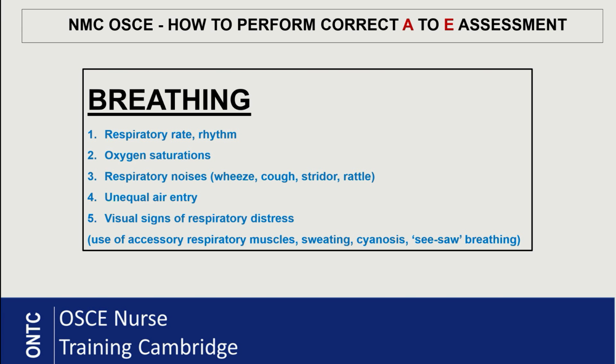Next one is visual signs of respiratory distress. So what are the visual signs you can pick up on someone if they are in respiratory distress? You'll be looking at your patient for use of any extra muscles. Accessory muscles mean extra muscles. Are they using their neck muscles? Are they using their abdominal muscles? So look at that, which won't be the case in your exam, hopefully, but you do need to look at that.